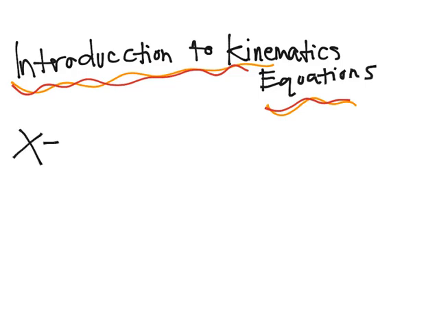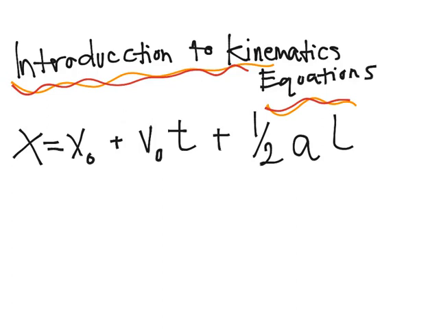We have x equals x naught plus v naught times t. Remember, if you have two letters next to each other, it means there's a little multiplication in between them. Make sure you remember that. Plus 1/2, I want to continue that in red or black, 1/2 acceleration times time squared. So note these labels.